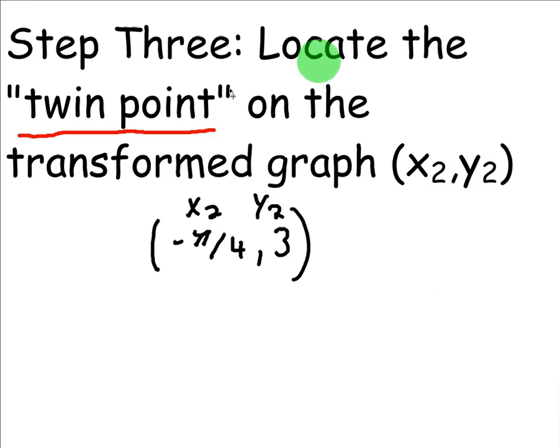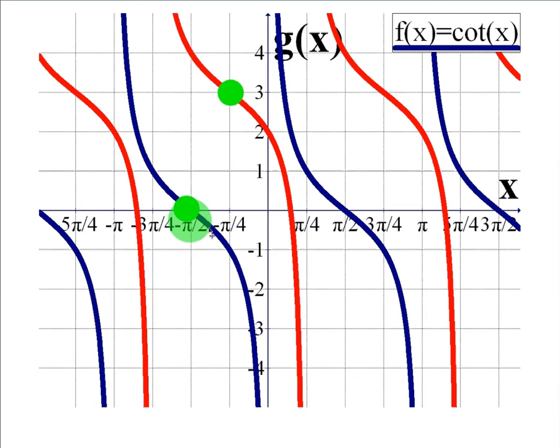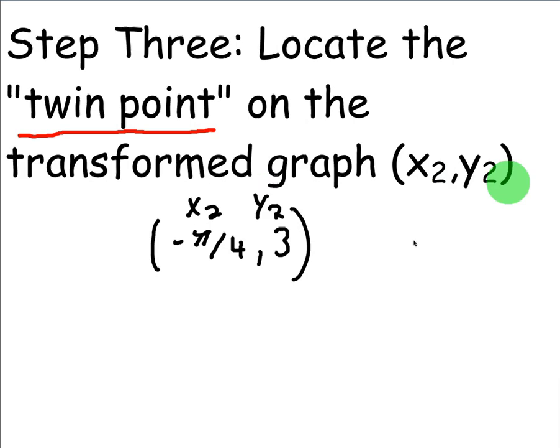Step 3 is to locate the twin point on the transformed graph. So where on the transformed graph is that same similar point? Now, they're not the same shape, are they? No, they're not. But over here on the transformed graph is also the point where the center of the S is, and that's at negative pi over 4 comma 3. So that's going to be what I call my twin point.